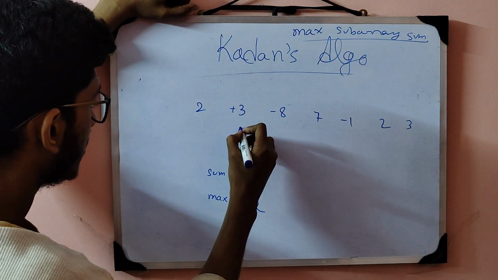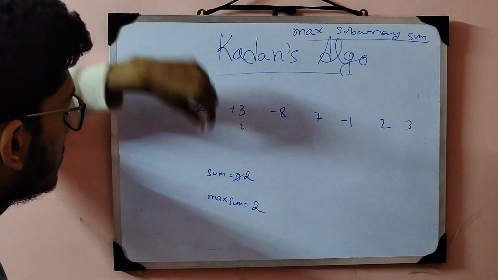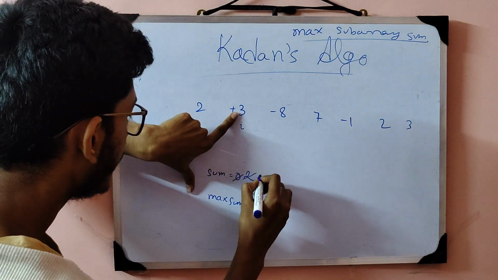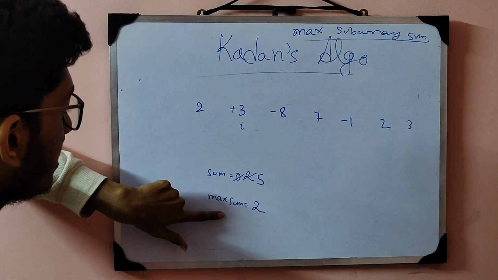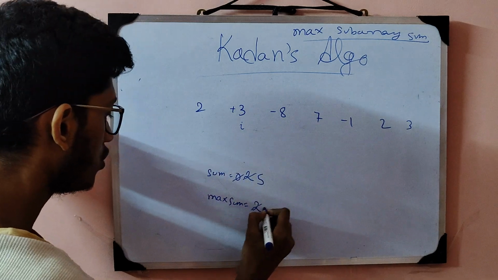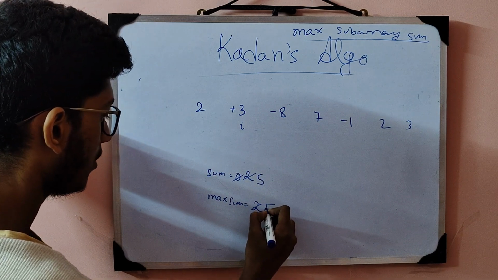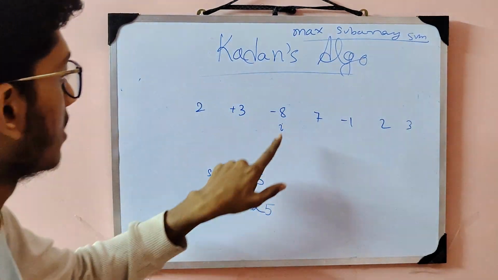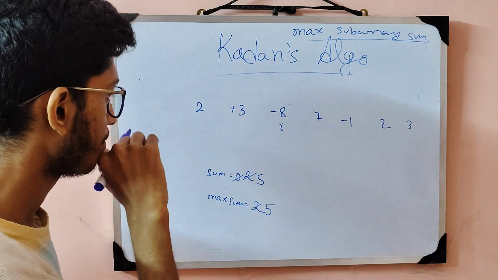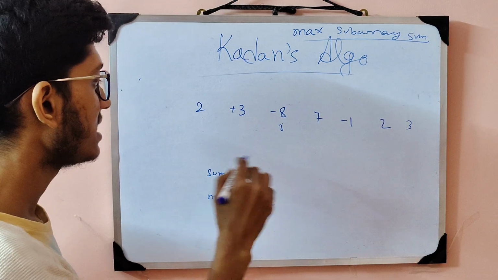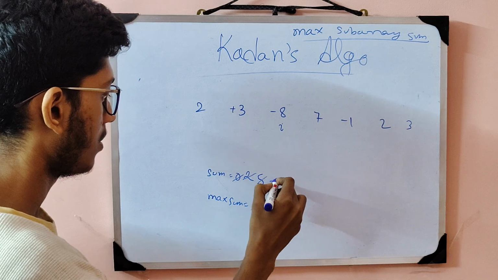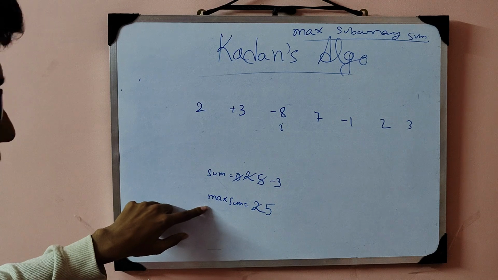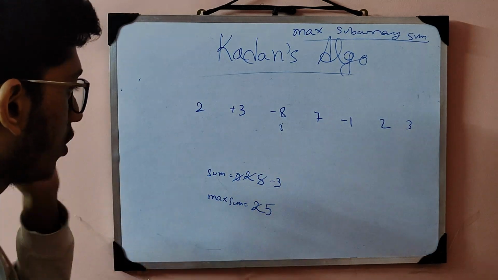Next, go to the next iteration. What is my sum now? 2 is already stored here plus 3, that is 5. And is 5 greater than 2? Yeah, 5 is greater than 2. So now my maximum is 5. We are getting to the next element. Now I am here, minus 8. 5 minus 8, minus 3. Is minus 3 greater than maximum? No, minus 3 is not greater. So it will not be updated.